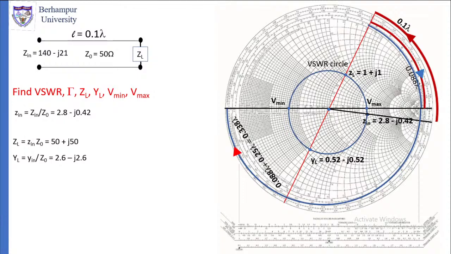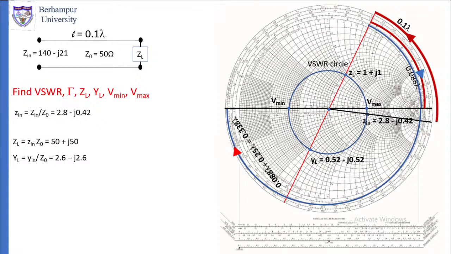Then you again continue moving. This is shown by the outer blue arc with a red arrow. You continue moving till you reach the horizontal line again. That is the Vmin point. So you can find the Vmin point and the Vmax point in terms of wavelength by looking at the outer circle where wavelength is given. So this is what we have to do to find VSWR, gamma, ZL, YL, Vmin and Vmax points.